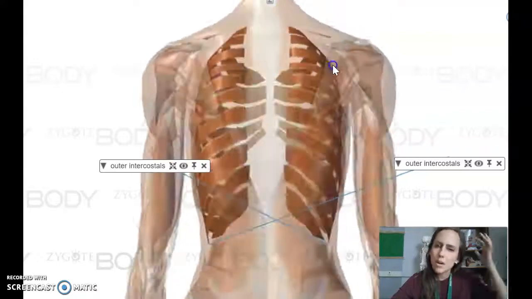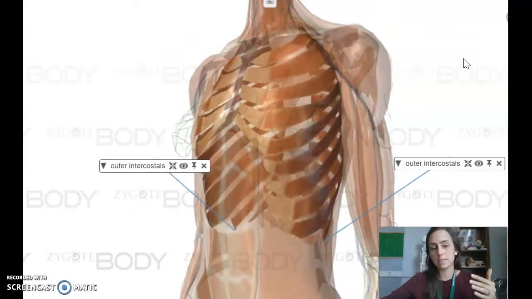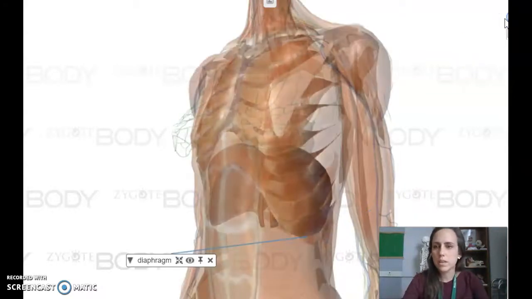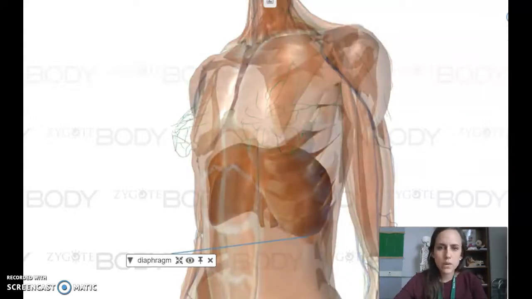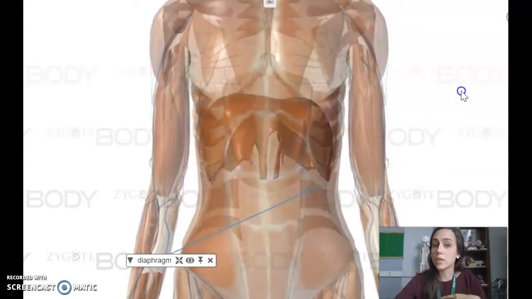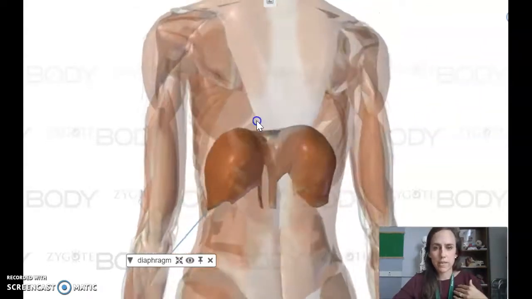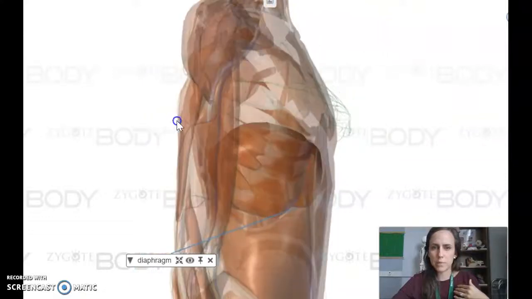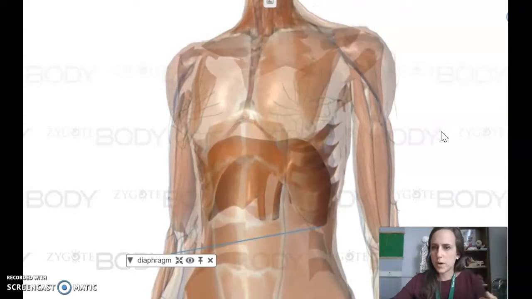You would not really be able to label this on a normal model unless it's dissected, because they are deeper than other muscles. And same with the diaphragm. The diaphragm muscle, we've already learned about it. It forms the barrier between the thoracic and abdominal cavities. You can see it's a dome-shaped muscle, and again, it is deep as well. It's within the body.